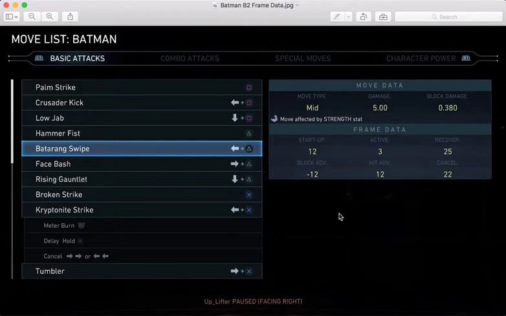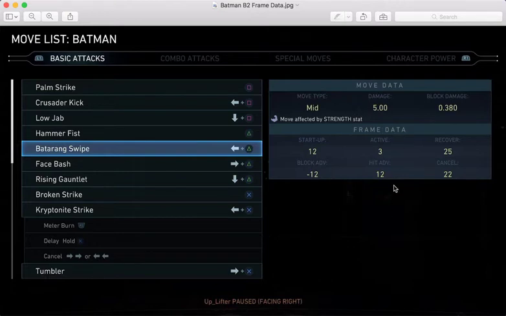That means that if your opponent blocks this move, they are able to act 12 frames before you are. Should they be close enough and have a move that's faster than 12 frames, which every character does, they're able to punish you, which means they can hit you and you're unable to block it. Generally speaking, you don't want to throw out moves that are -6 or more on block, as your opponent will be able to punish those moves, sometimes depending on the character choice.